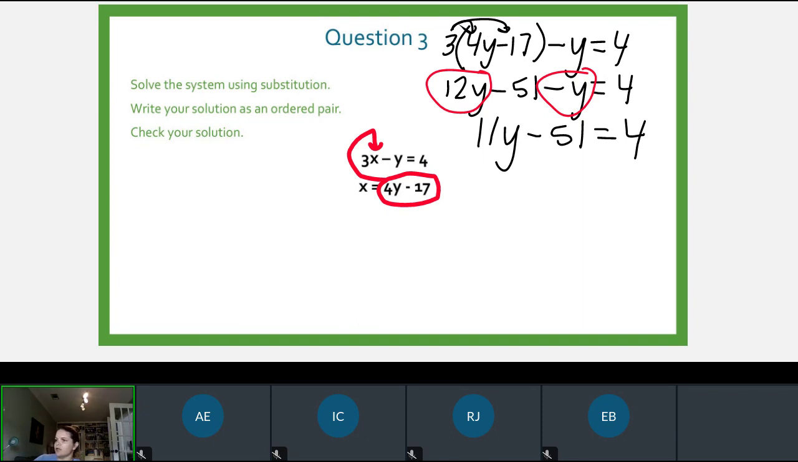Okay, now I'm going to solve for y. So I'm adding 51 to both sides. 11y equals 55. What's my last step going to be here? Anybody? What's my last step?